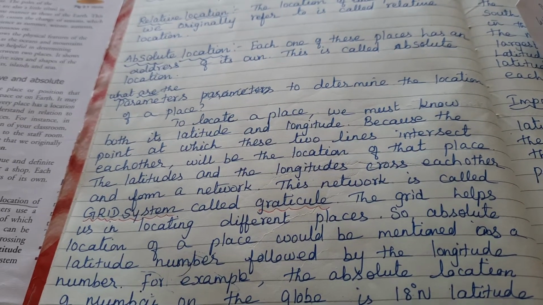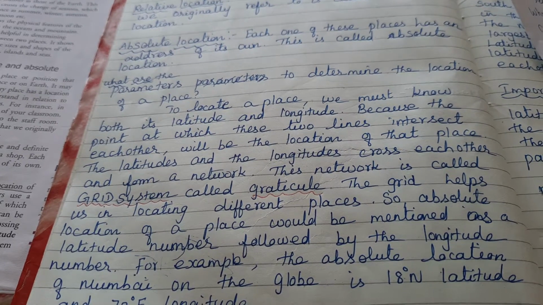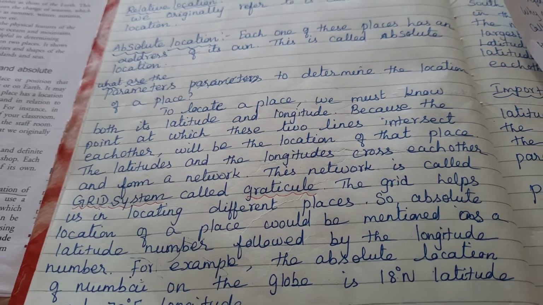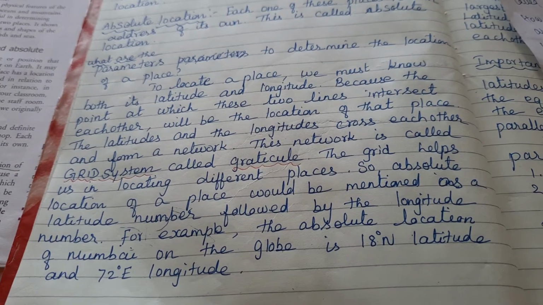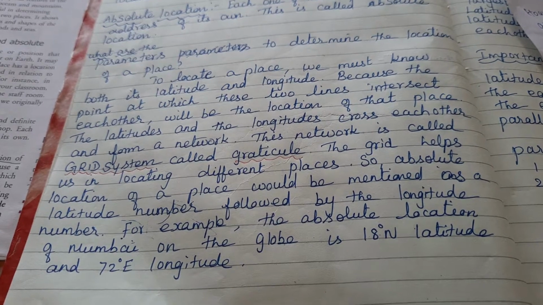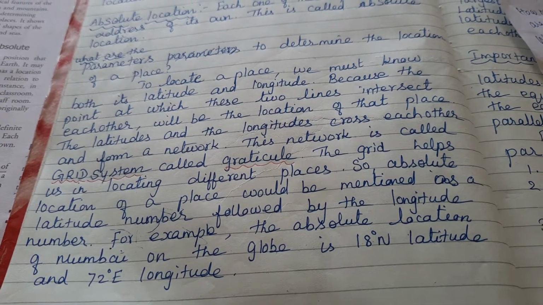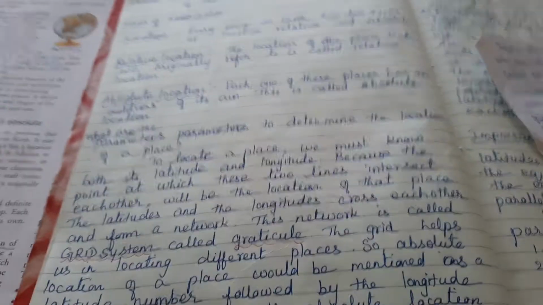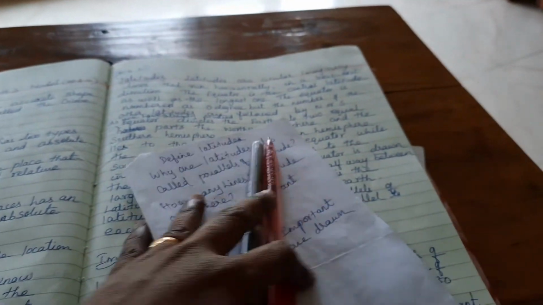So, absolute location of a place would be mentioned as a latitude number followed by the longitude number. For example, if you want to locate Mumbai, the absolute location of Mumbai on the globe is 18 degree north latitude and 72 degree east longitude. So, these are all yesterday portion.